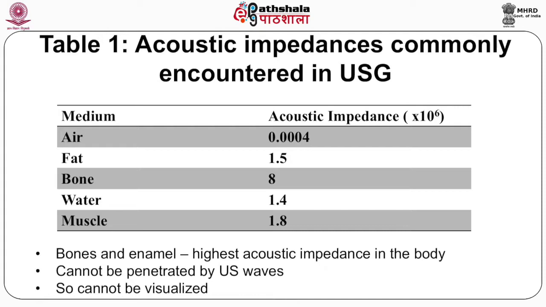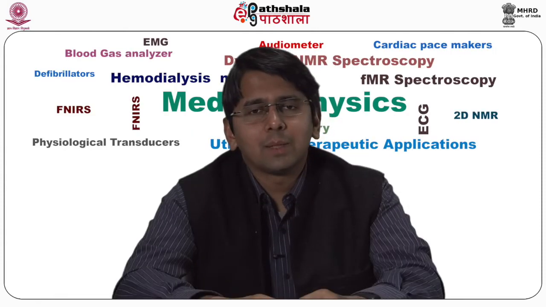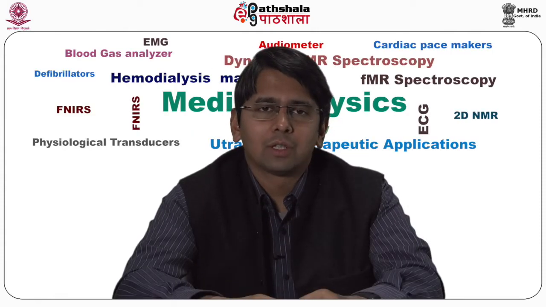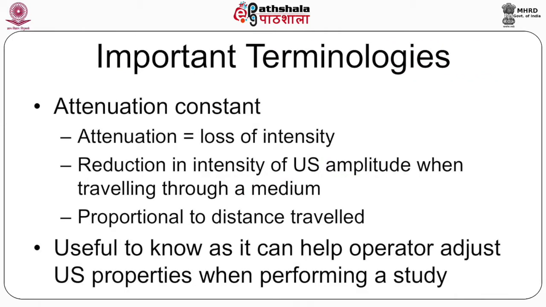So, if we look at this table carefully, we can see that bone, which is a hard tissue, has a very high acoustic impedance, and therefore it will offer great resistance to the passage of ultrasound waves. Therefore, whenever we are applying an ultrasound probe onto a bone, very little ultrasound will be transmitted into the tissue and the visualization will be very poor. This is the precise reason why hard tissues like bones and enamel of teeth cannot be seen on an ultrasound properly.